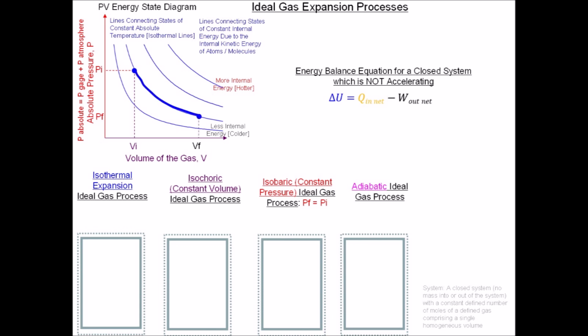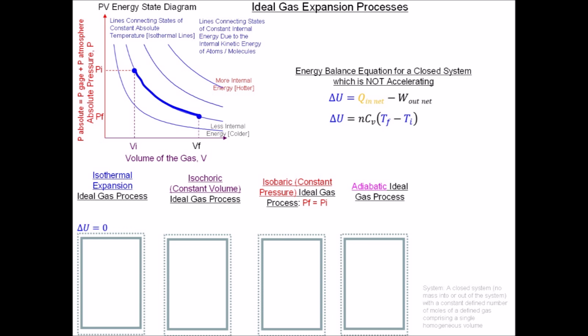Starting now with the isothermal expansion process, you can see that the final volume is greater than initial volume, and the darkened blue line is following an isothermal line, or constant energy state line, from the initial state to the final state and all intermediate states. The first energy term to deal with is the change in internal thermokinetic energy. We know since the temperature didn't change, the internal energy didn't change for this isothermal process, so therefore delta U equals 0.